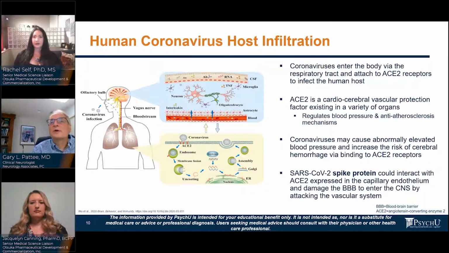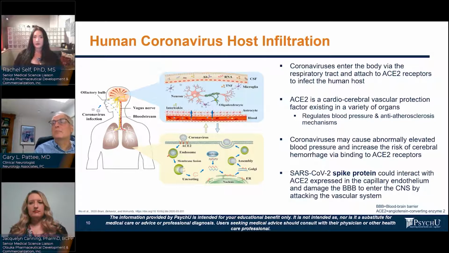Yeah, and I think, Rachel, this is a very important slide, and I'd like to start again on the right side. Let's just read through the bullet points. The coronaviruses enter the body via the respiratory tract, and that's very important just to emphasize. Thereafter, they attach to these ACE2 receptors to infect the human host. Second point, these receptors are cardiocerebrovascular protection factors existing in a variety of organs. And we'll talk about where these ACE2 receptors are localized.